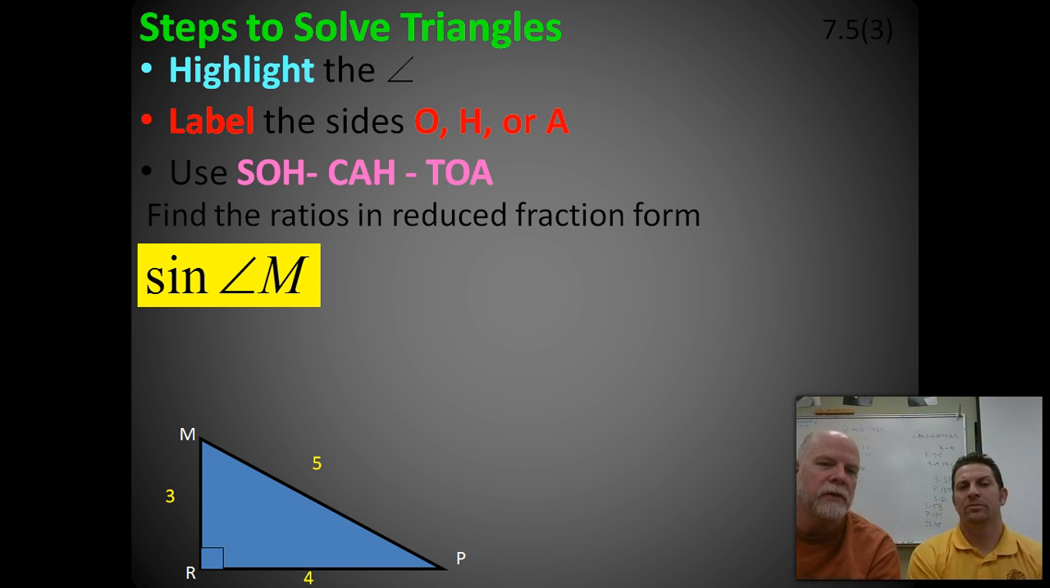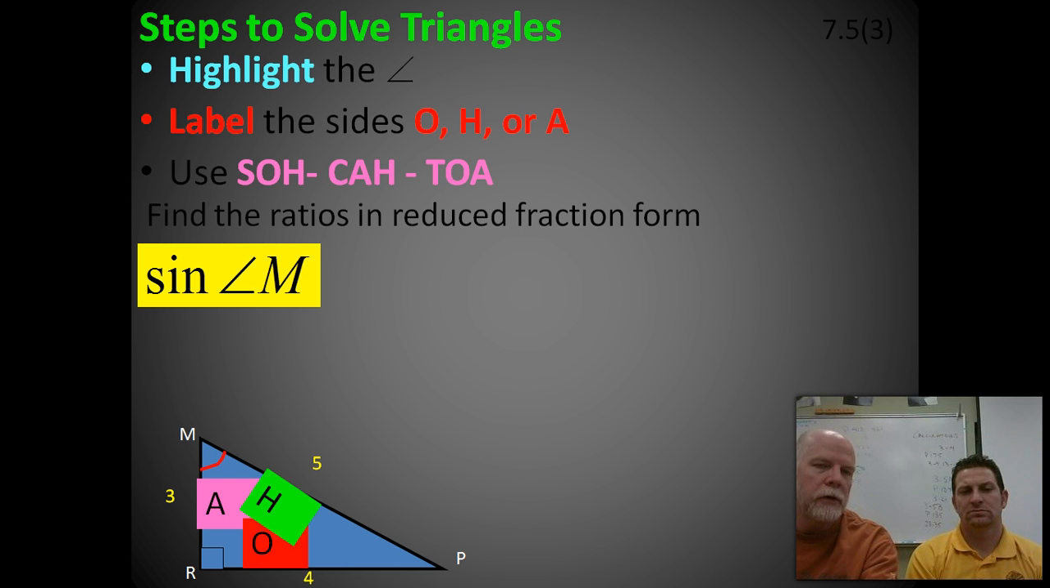They're asking us to find sine of angle M. So that's the critical part, that it's angle M we're looking at. As we mark angle M, now we need to figure out which one is the opposite, which one is the hypotenuse, and which one is the adjacent. The opposite is the 4 on the bottom there, opposite angle M. The hypotenuse is the 5, the longest side of the triangle opposite the 90, and the 3 is the adjacent.